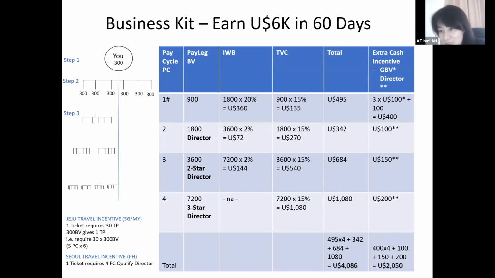2 pay cycles is 1 month. So here in 60 days, you can earn 6,000 USD. What you do, focus on closing 300 BV. 300 BV is our weight loss program. One weight loss program is 300 BV. Okay, so you have 6, and out of these 6 people, every time you help 1 person to do what you do on each side.